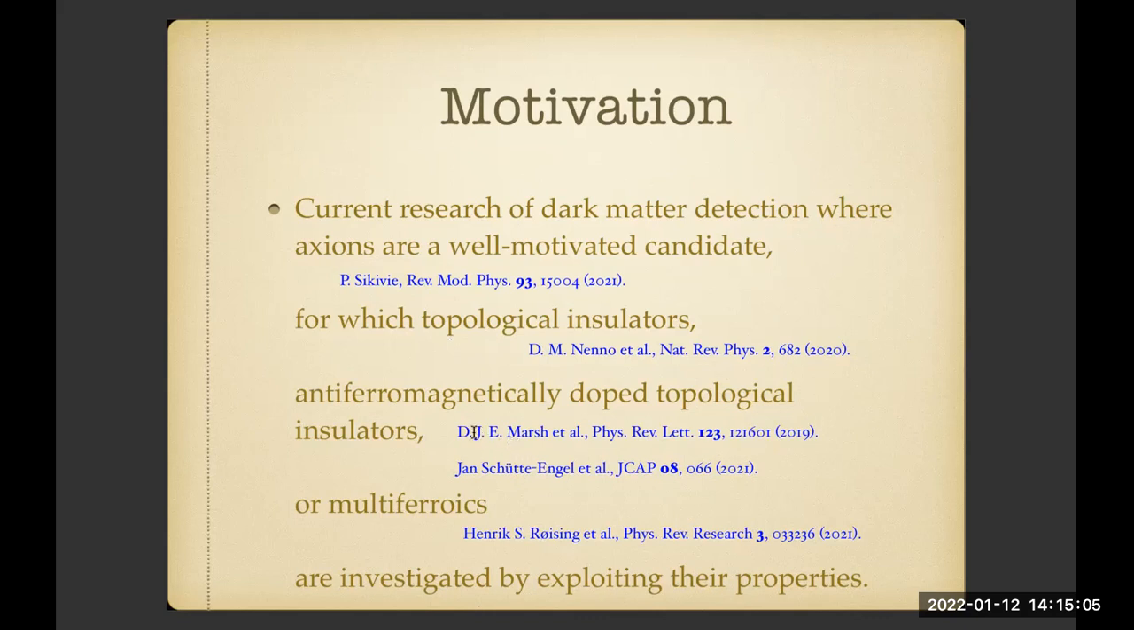Also, these two articles are from the same group in Germany. They also take topological insulators, but they doped them in an antiferromagnetic way. And very recently, during my current research, these people in Stockholm used another kind of materials which are quite related to this magnetoelectric response, called multiferroics. So as you can see, there are a lot of people researching and asking if these materials could serve us to detect these axions. So these are my main motivations, and then we proceed to continue.